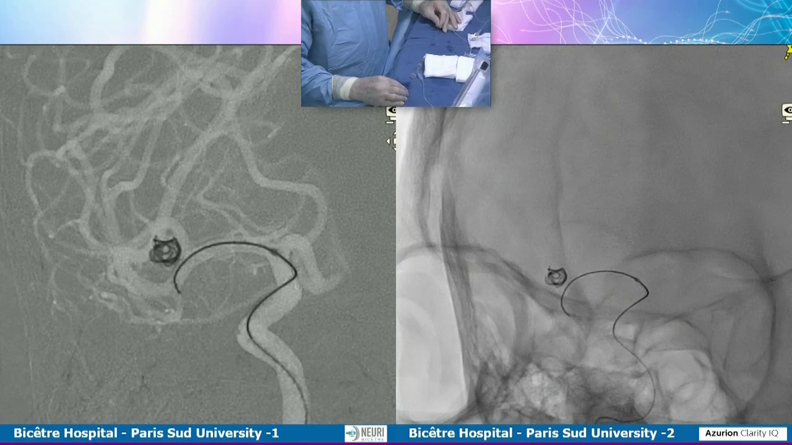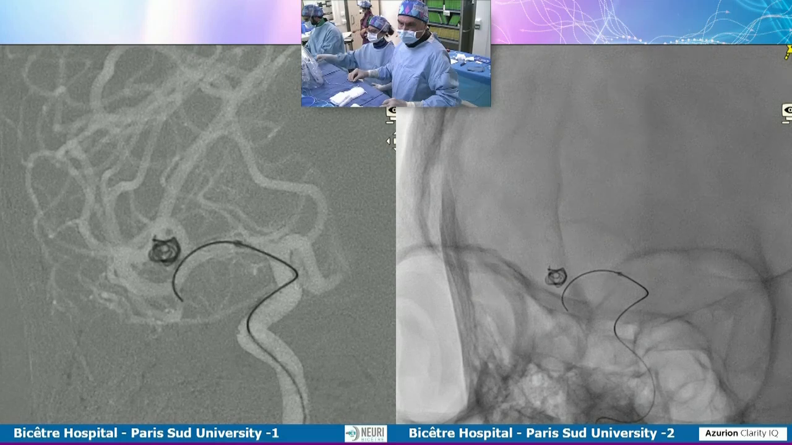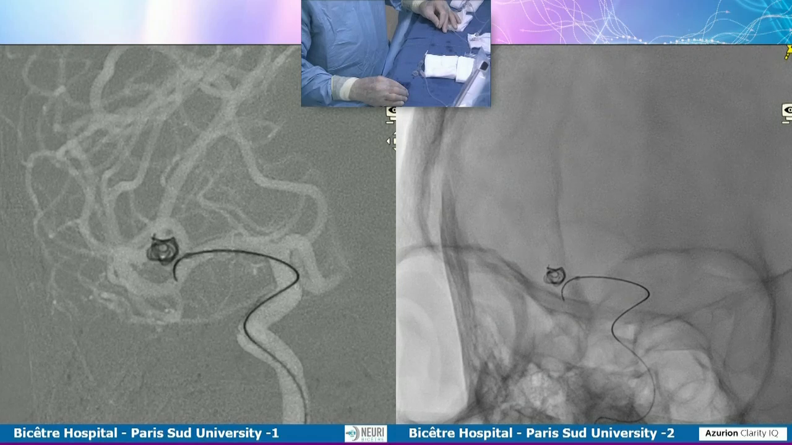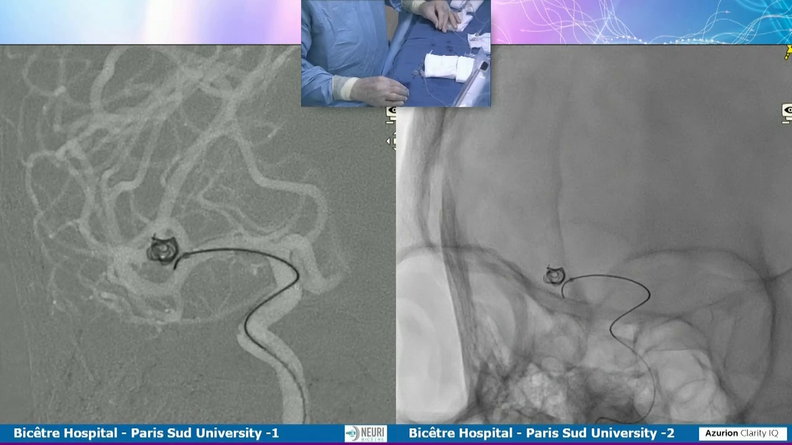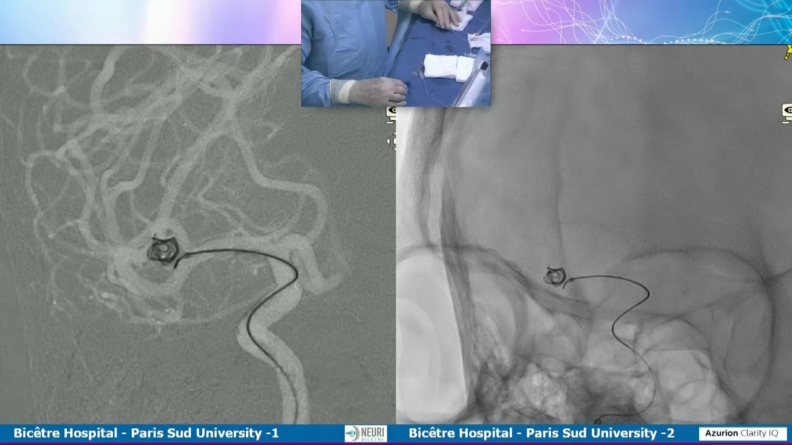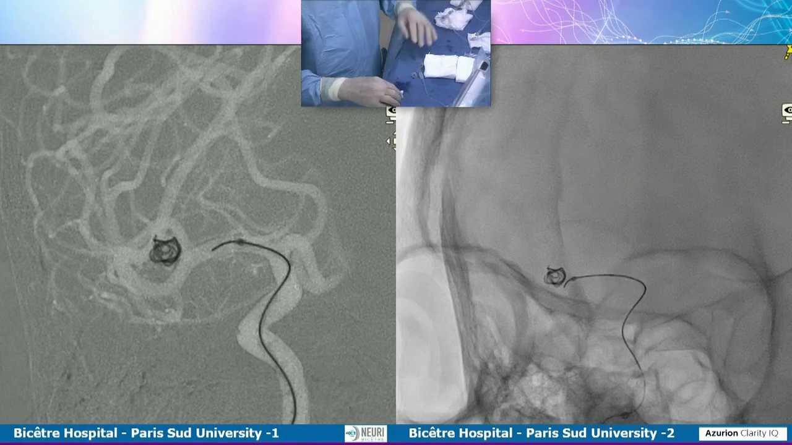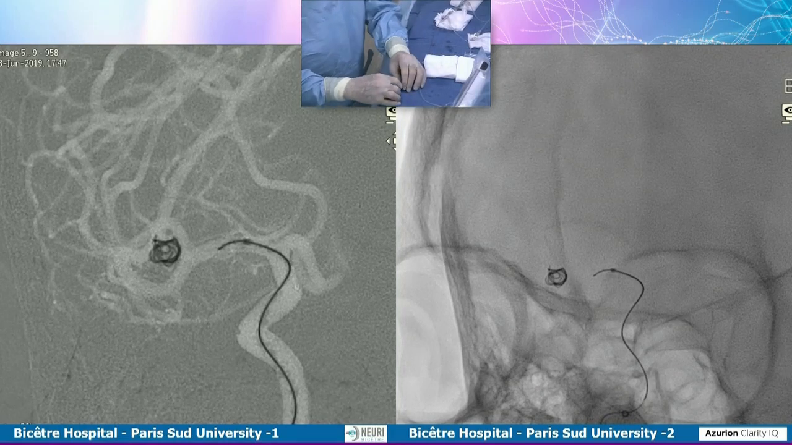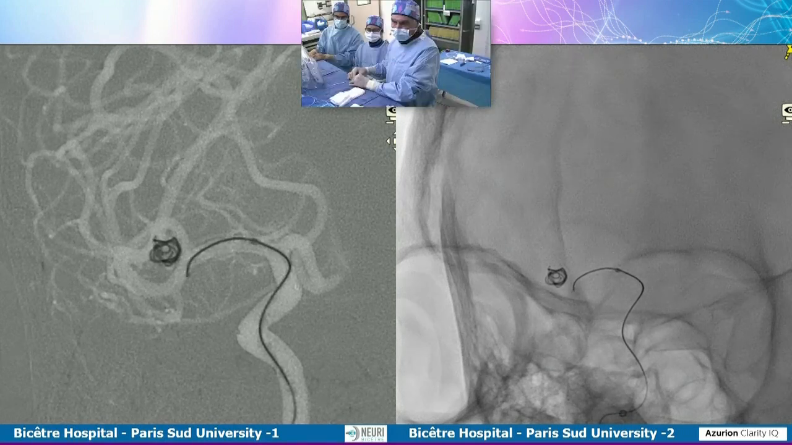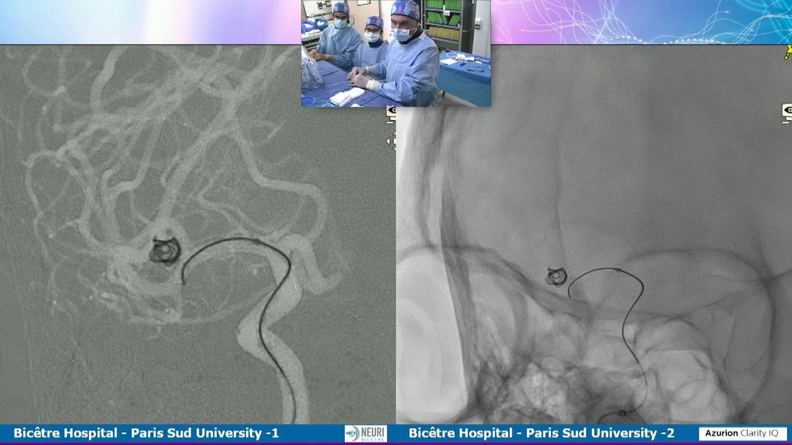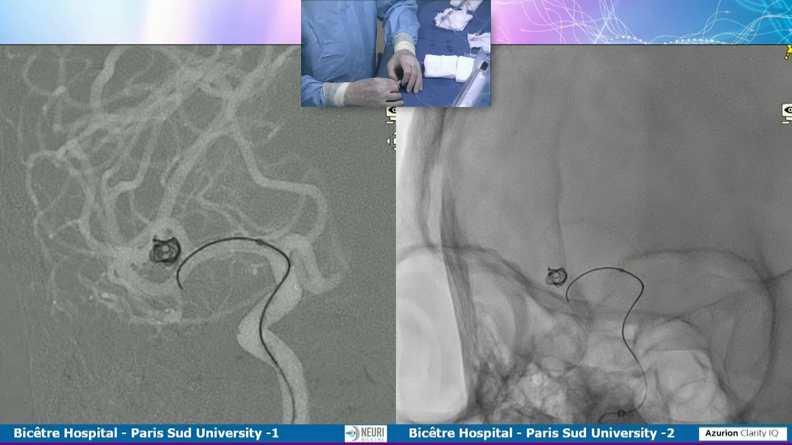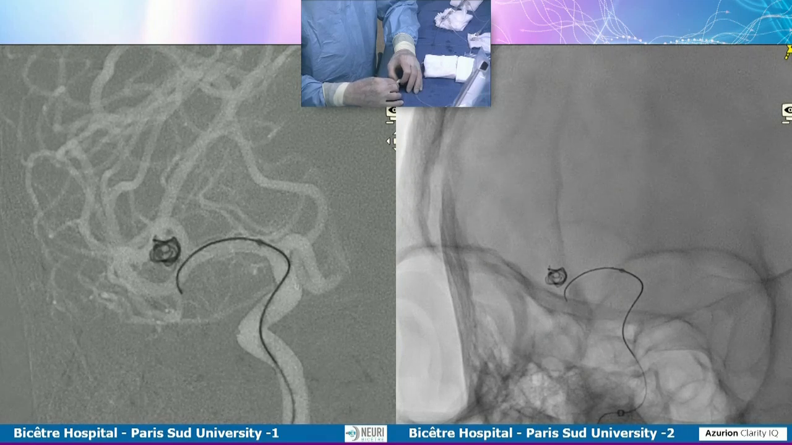So this is the Phenom 27 over the Avigo 14. So of course the guide wire is always going in the wrong direction. This is a step-wise effect, a discrepancy between the size of the 14 guide wire and the 27 microcatheter. So you have to navigate the wire a little bit more distal first to straighten the structure in order to allow the navigation of the 27 catheter.